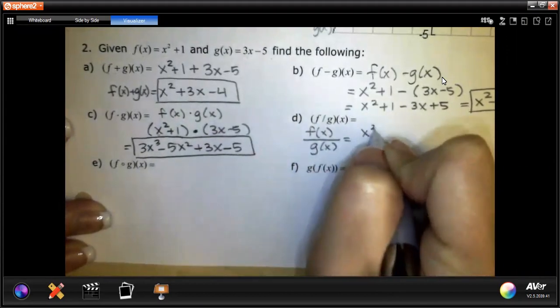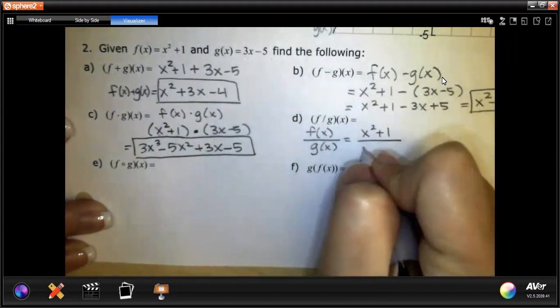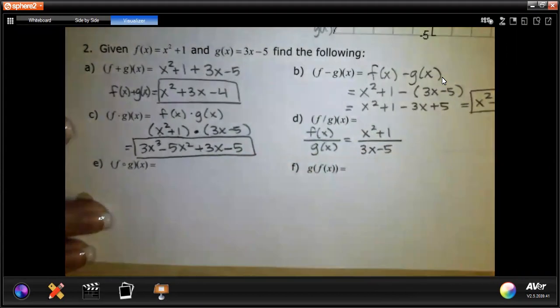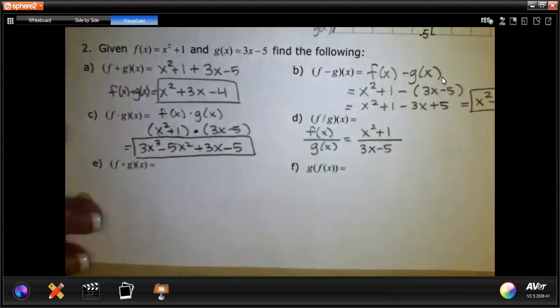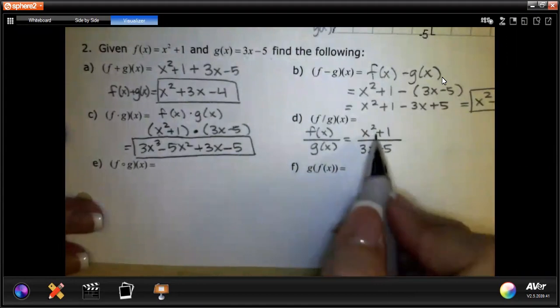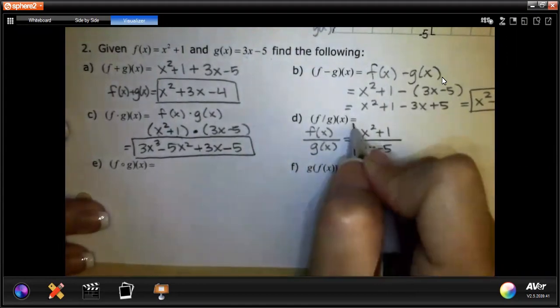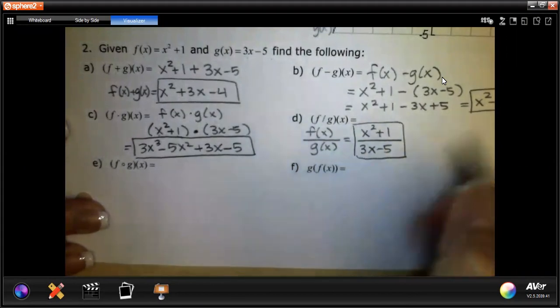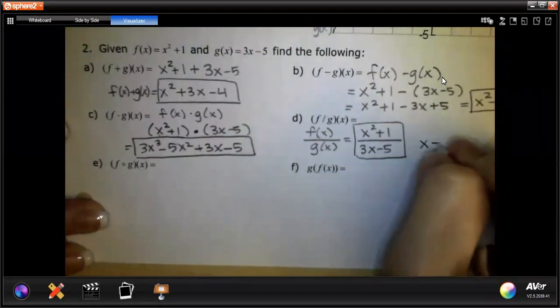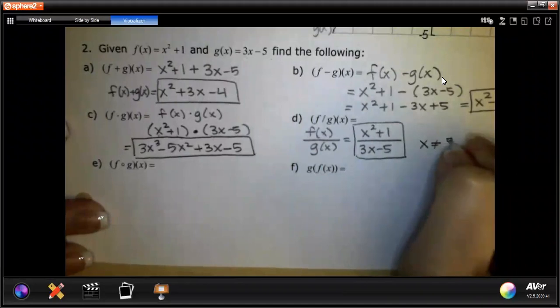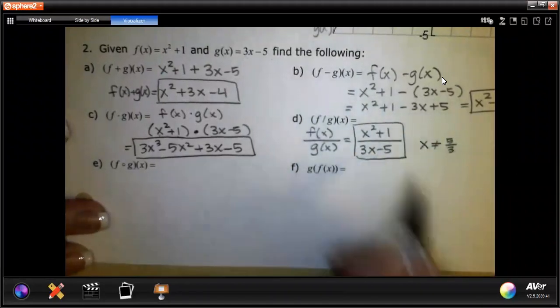All right, for this one, we've got f of x divided by g of x. And so I get x squared plus 1 over 3x minus 5. Although this one looks harder, we just got out of our rational unit, and we know that if these are not exactly the same factors, they cannot reduce. So that is my answer right there. Of course, you would restrict it. X cannot be 5/3, since that's what makes that denominator 0.